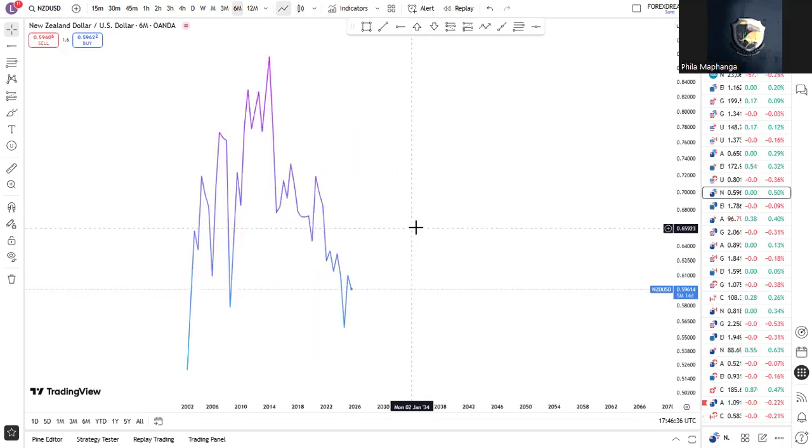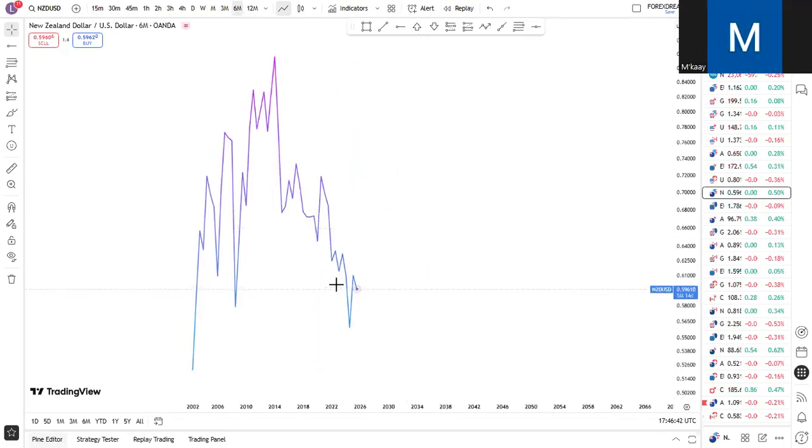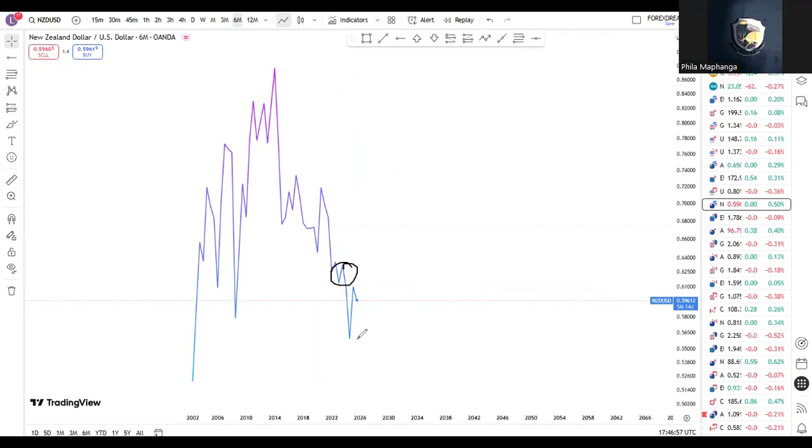Here is our line chart. What is it that you see here, guys? A continuation pattern. That means there are chances that we move to the downside. Therefore, how are we going to do it?